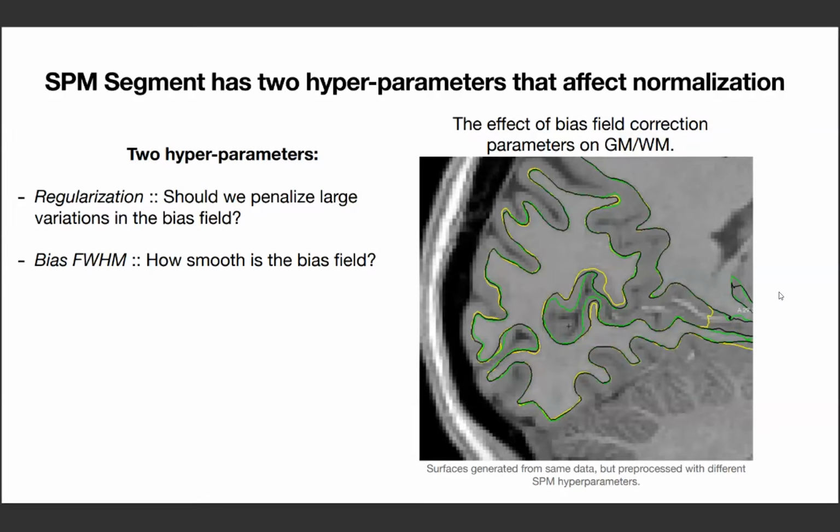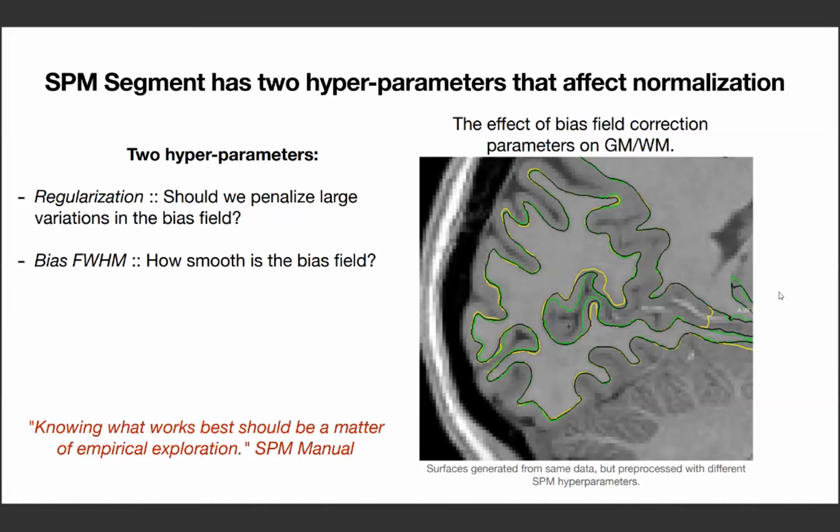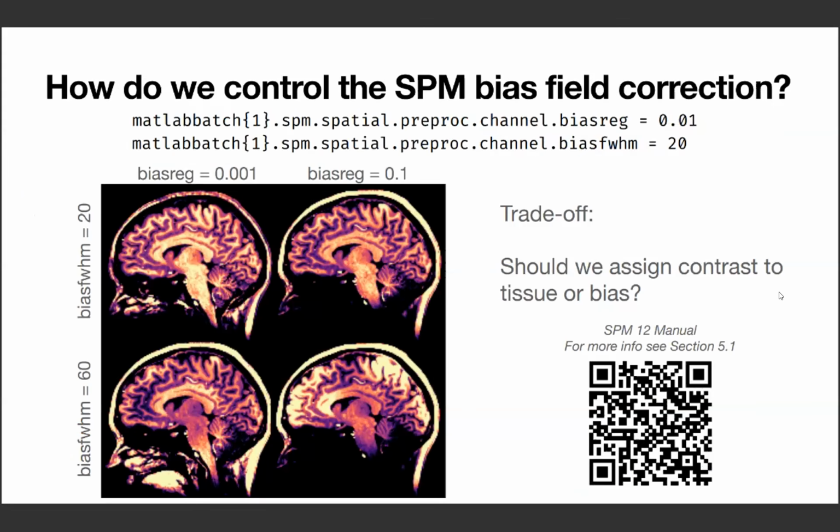So this is generated from the same data, but pre-processing with different SPM hyperparameters. Knowing what works best should be a matter of empirical exploration. This is even in the SPM manual. Here just showing a little bit the 2 parameters that we can control and how they impact the different data, right? So we can tune with them. I noticed that for the data that I collected here, the Martinos, with the protocols that we have been using, these values seem to have worked the best.